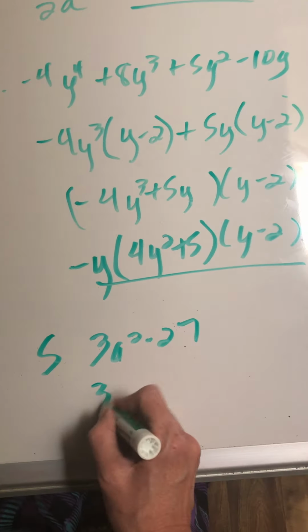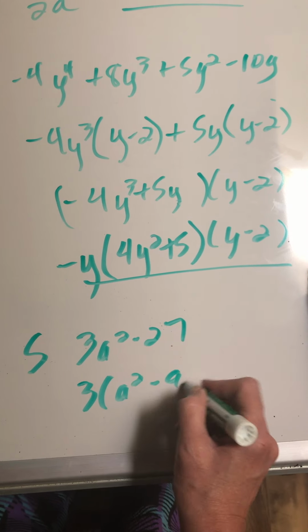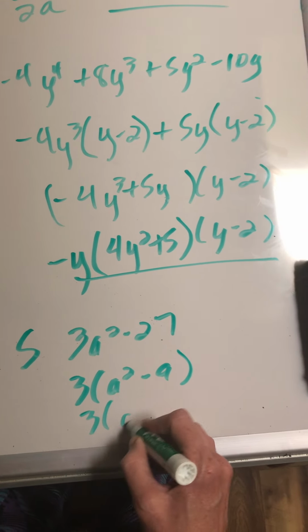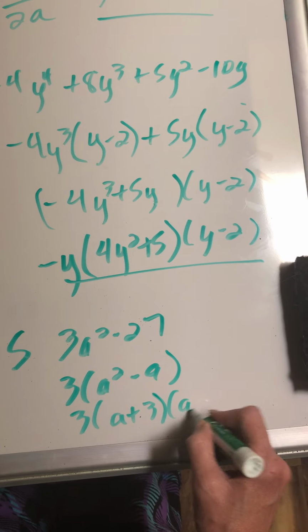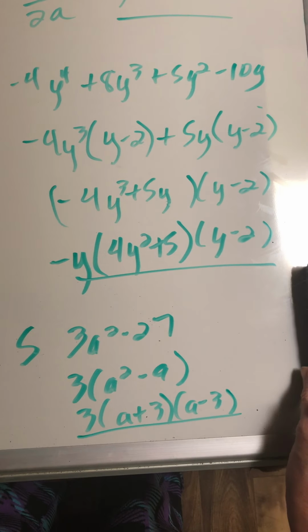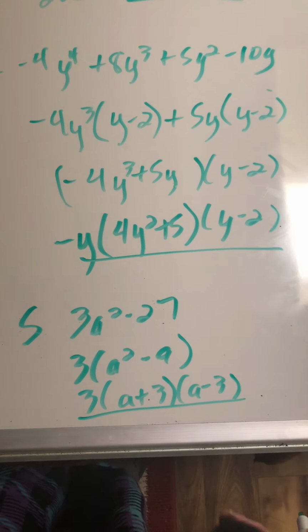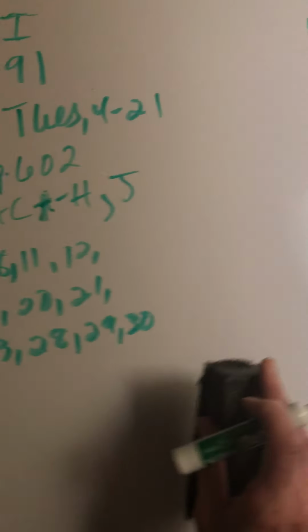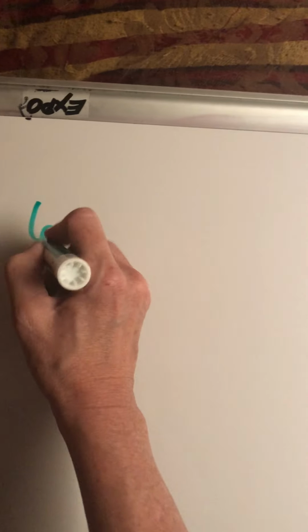Then number 5 has 3a squared minus 27. So if you'll take a 3 out, that leaves a squared minus 9. That factors in the difference of 2 squares. A plus 3, a minus 3. So again, they're seeing the difference of 2 squares. They're seeing factoring out a common factor. So that's number 5. Then I also want to show you number 6.